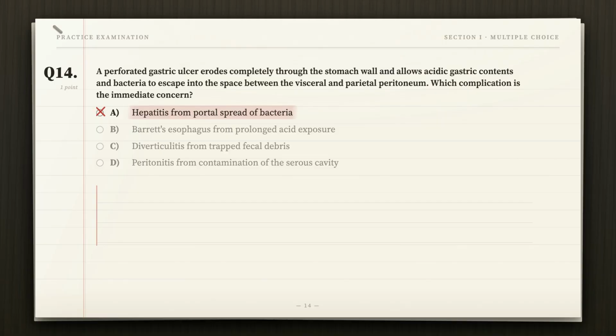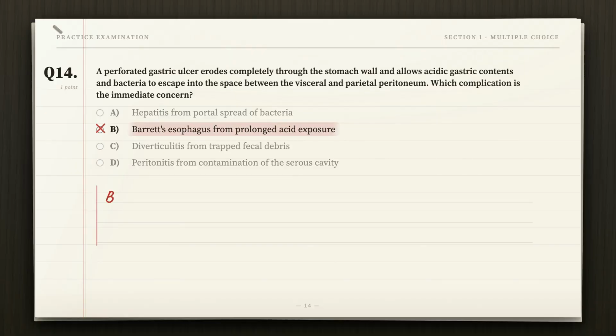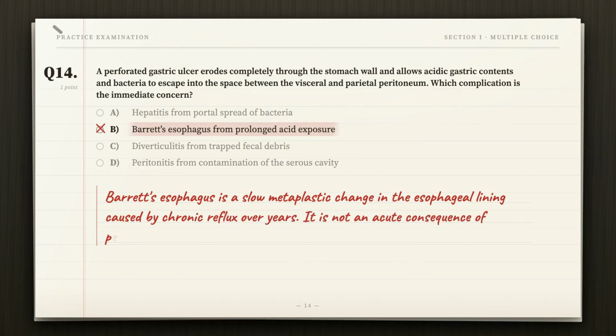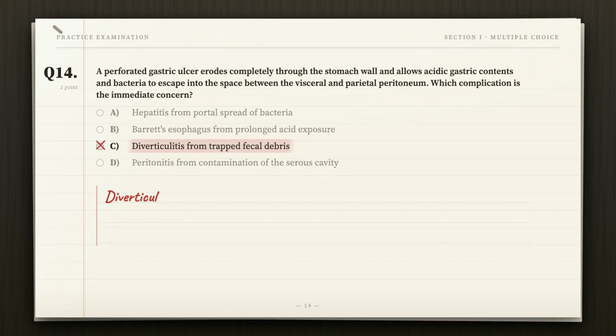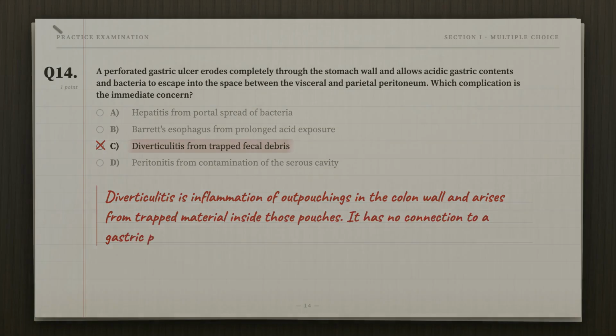A is wrong because hepatitis is inflammation of liver tissue, most often viral or toxic in origin. A perforation delivers contents into the peritoneal cavity, not into hepatocytes. B is wrong because Barrett's esophagus is a slow metaplastic change in the esophageal lining caused by chronic reflux over years. It is not an acute consequence of perforation. C is wrong because diverticulitis is inflammation of outpouchings in the colon wall and arises from trapped material inside those pouches. It has no connection to a gastric perforation.